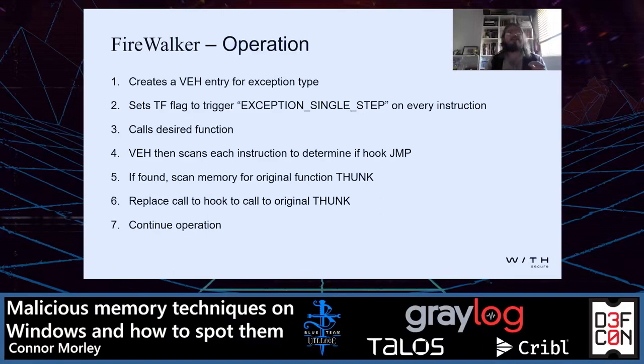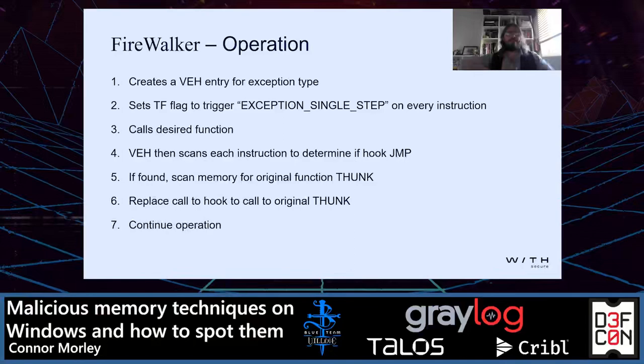It then calls the desired function, knowing the single step exception is going to fire. Then it uses the VEH to scan each subsequent instruction to see whether it's a jump command or a hook command. And if it is, it then scans the memory to see whether there is a subsequent duplication or basically a trampoline back to the same code, which would indicate a hook. If it is found, it then replaces that jump with the trampoline, and then it basically jumps itself back into the legitimate process without executing the EDR's hooked function.